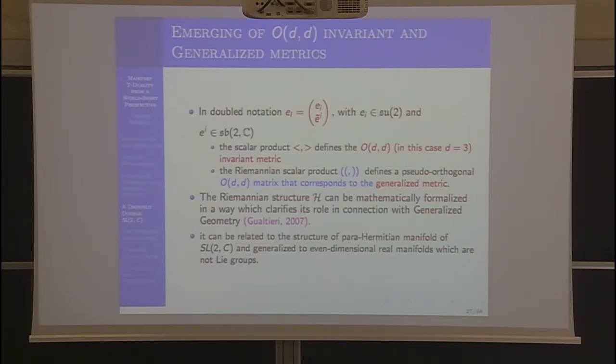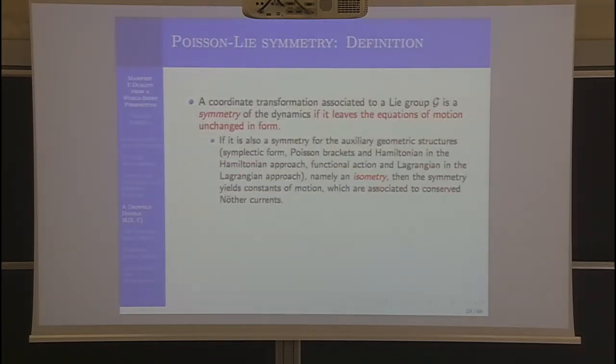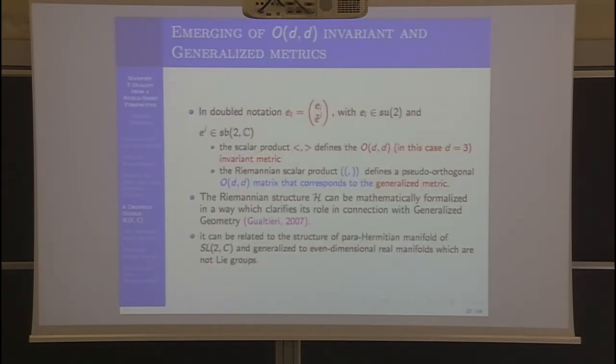Actually, one can formally study the Riemannian structure, the generalized metric, and this can be mathematically formalized in a way that clarifies its role in connection with generalized geometry. But I don't want to touch this aspect now. So this is the structure of the Drinfeld double of SL(2,C).